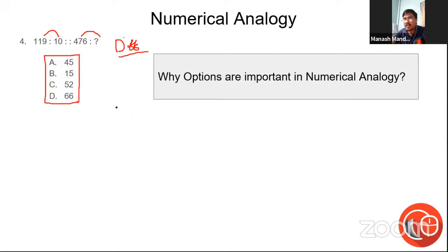Can one of you please explain the logic, what logic you used to solve this question? Just explain the logic. One of you, Khushpreet or Ekta.